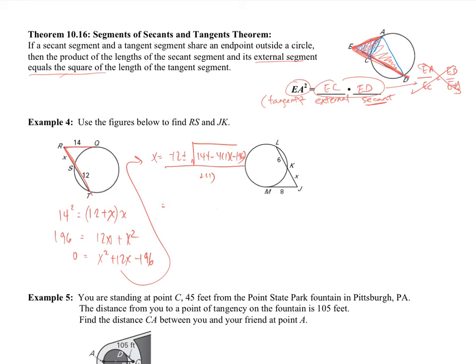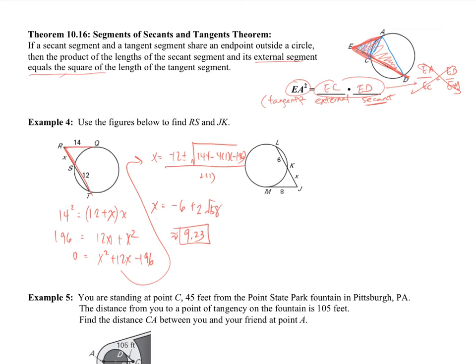And once this is simplified, x should be equal to -6 plus 2 square root of 58. And that is about 9.23. And you would ignore the other answer because it would be a negative number.